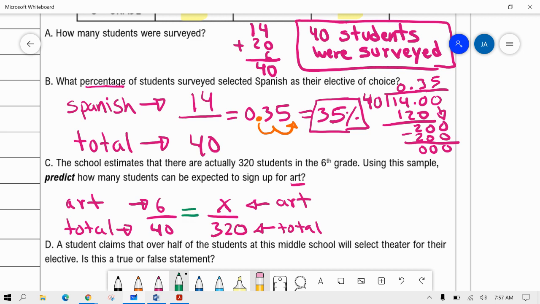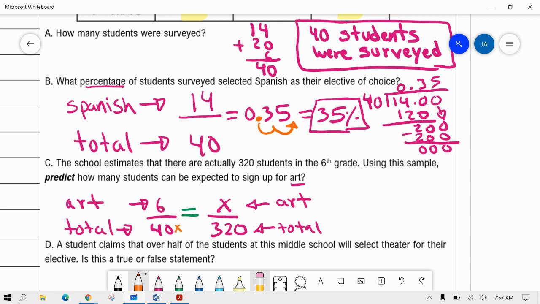And again, we're going to talk a little bit further about proportions in a different unit, but for right now, just know that these 2 fractions are being set as a proportion. So these are equivalent fractions. And so what we do to make this into equivalent fractions is we take a look at the denominator and we see 40 times what gave us 320.